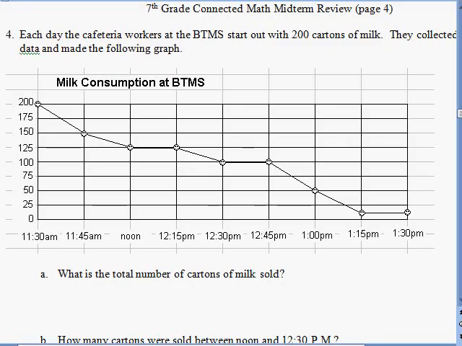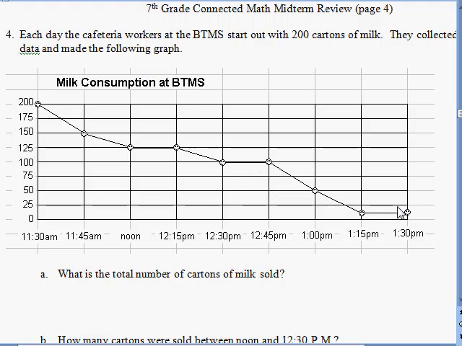7th grade Connected Math midterm review number 4. Each day the cafeteria workers at the Burlington Township Middle School start out with 200 cartons of milk. They collected some data and made the following graph. Okay, so here's the graph they made. This is the cartons of milk and this is the time. So it shows at the beginning of the day that the cartons of milk they had was 200.